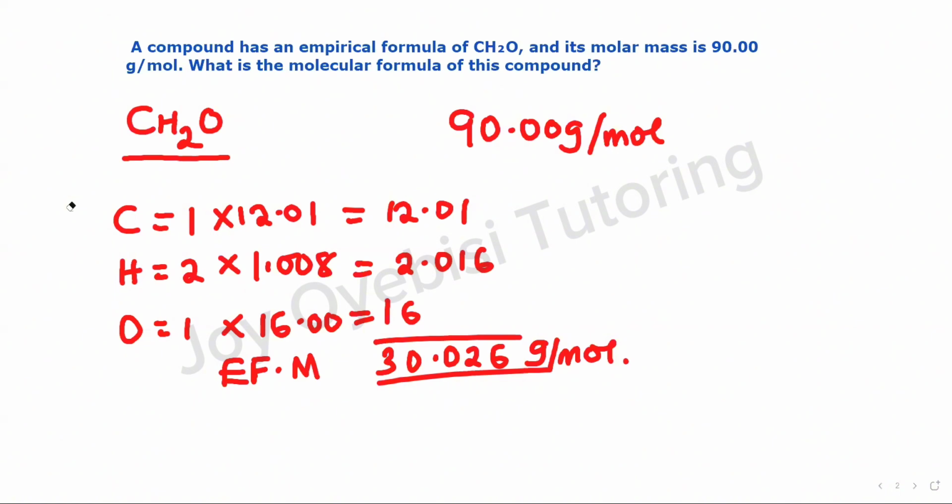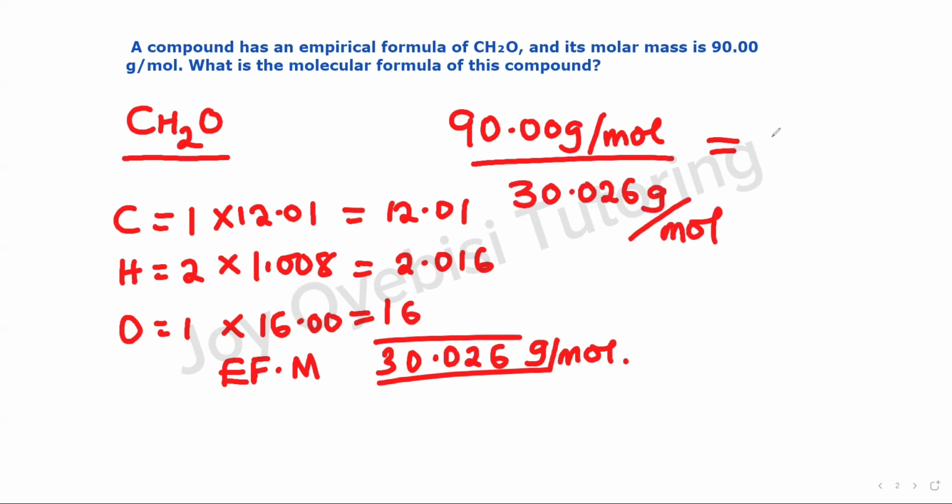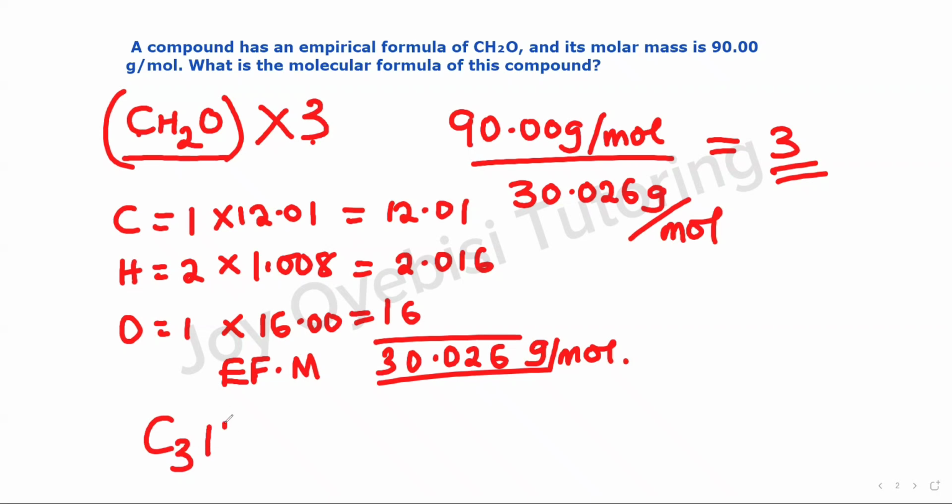The next step is to divide the molar mass that they gave us by this empirical formula mass. And when you do that, that gives us approximately 3, which means that the molecular formula is times 3 of this empirical formula that they gave us. So there's 1 carbon times 3, that is 3 carbons. Remember, these numbers will be the subscript, okay? Hydrogen, 2 times 3, that is 6. Oxygen times 3, that is 3. And this would be the molecular formula of this compound.